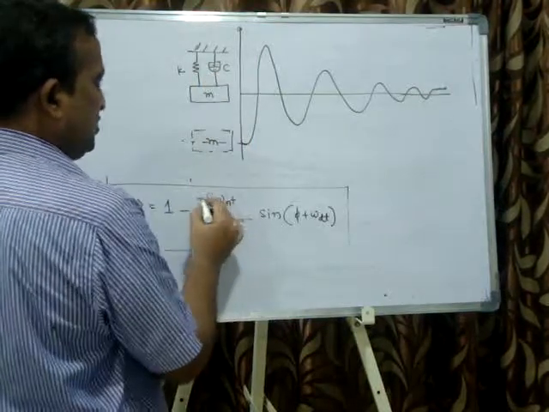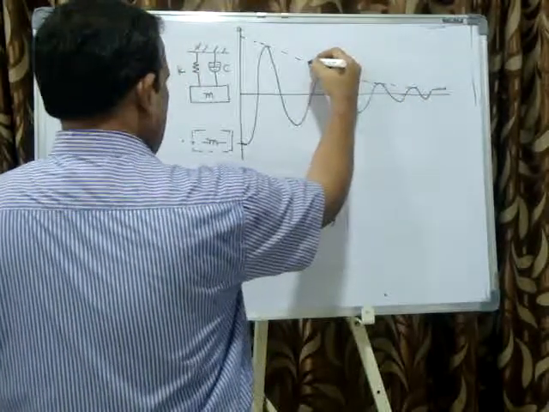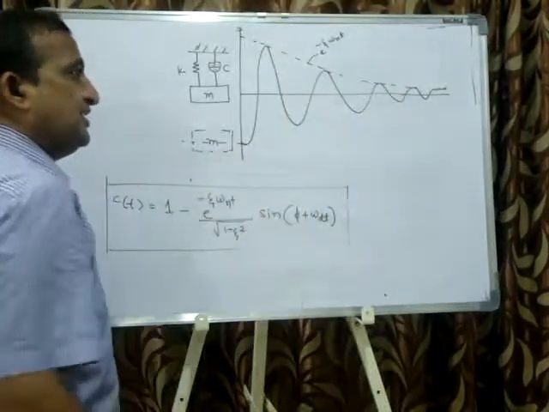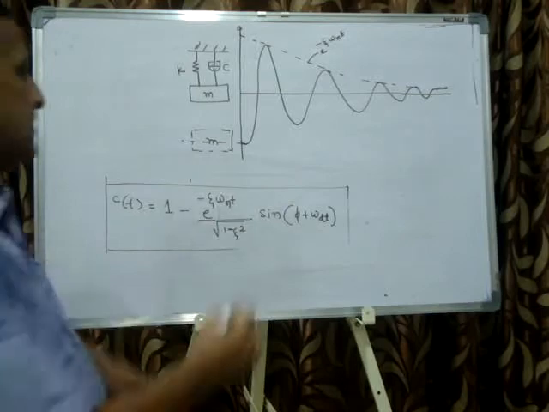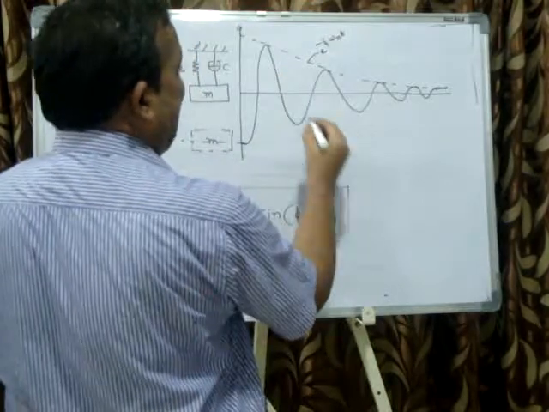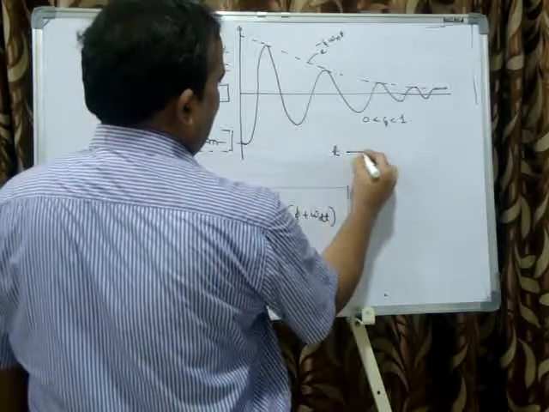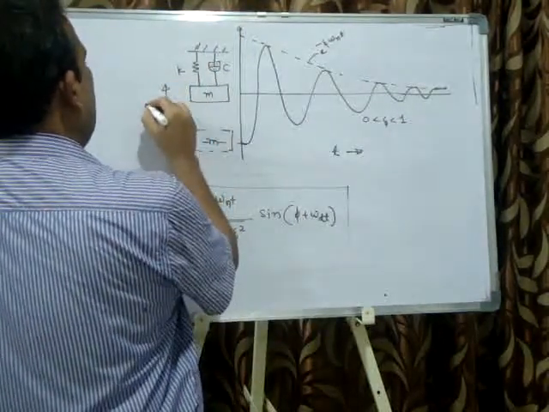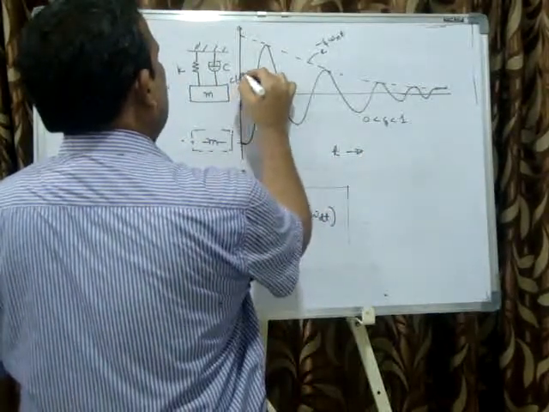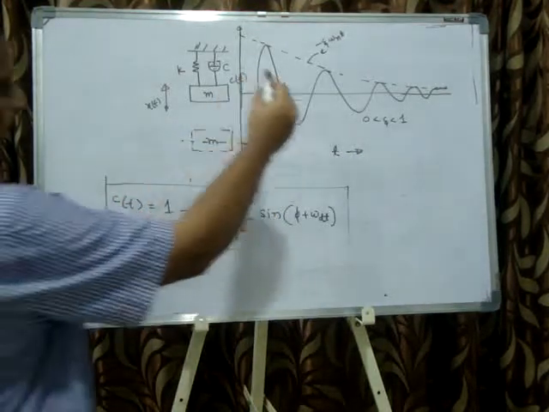That is zeta. So e raised to minus zeta omega n t, as in logarithmic decrement. So zeta is reducing the amplitude. And why did you get a sine? Because the poles are negative real with complex part for under damping. This is the case for under damping. x of t is the output, t is the time in seconds. In general I can write this output as c of t. So this is the graph for under damping.